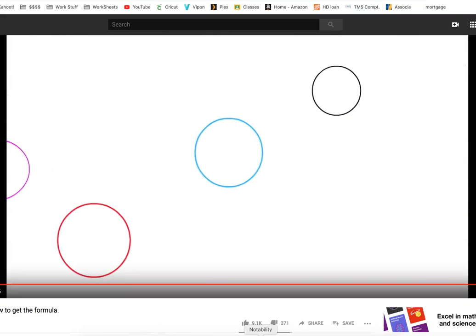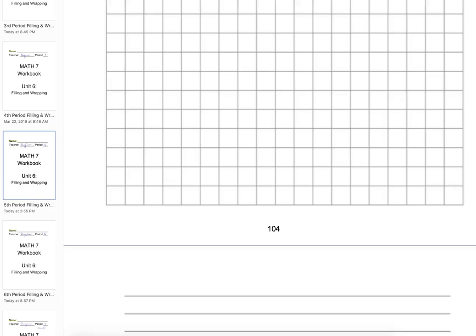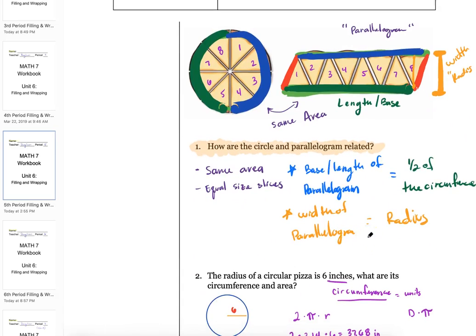Alright, so what that means is, let's go back to our book. So we derived pi r squared. So we've just derived the formula for area of a circle. Looks like this. Okay. Your homework is a combination of two things.